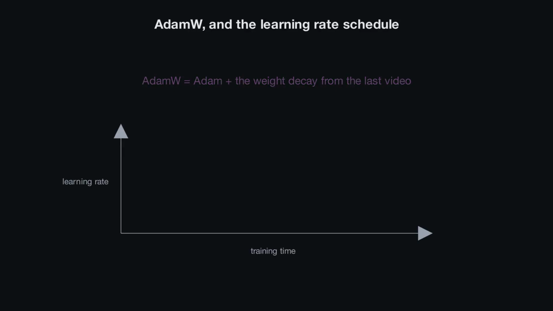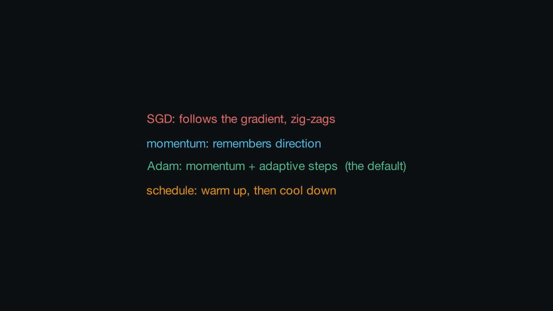And there is one more dial that sits on top of any optimizer: the learning rate schedule. Even the best optimizer does better if the step size changes over time. A common recipe is this: start small and warm up, so the first steps do not explode. Rise to a peak while the network explores. Then slowly cool down toward zero, so it can settle gently into the minimum, like cooling metal to set its final shape.